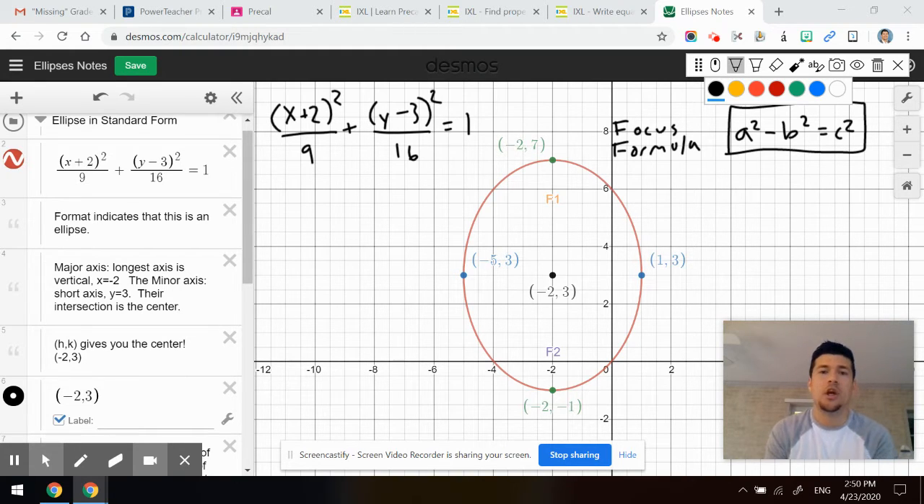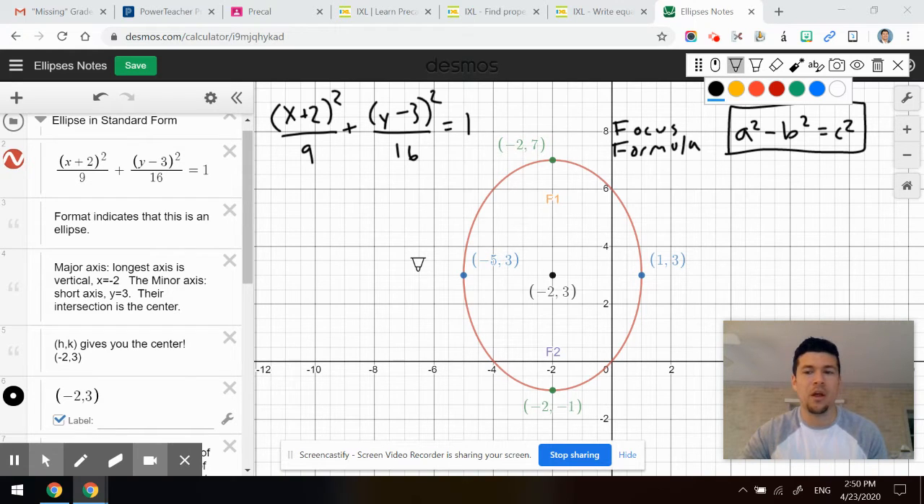If you remember with parabolas, we studied a formula 1 over 4a in order to find the focal distance. Well, here, in order for us to find the distance to the focus, or to both of them, to the foci, we're going to use another simple formula, and it kind of reminds me of the Pythagorean theorem. This formula is a squared minus b squared equals c squared. So it's the Pythagorean theorem, but subtraction.